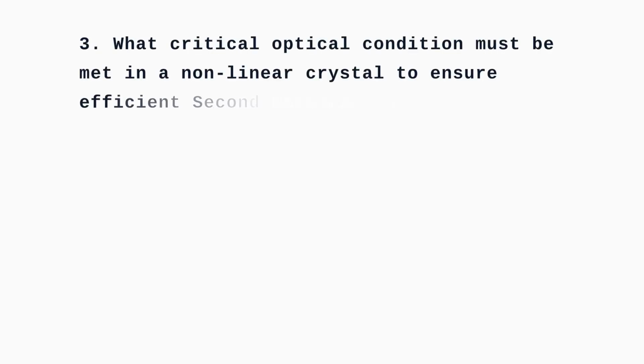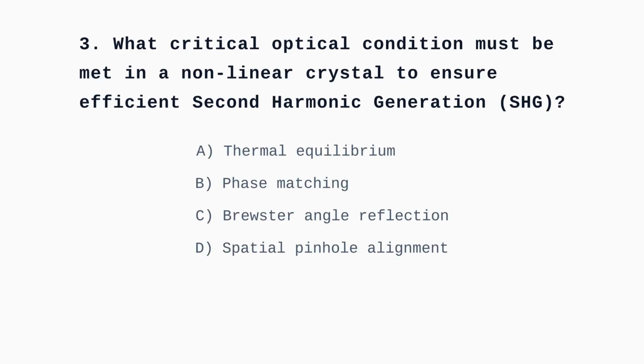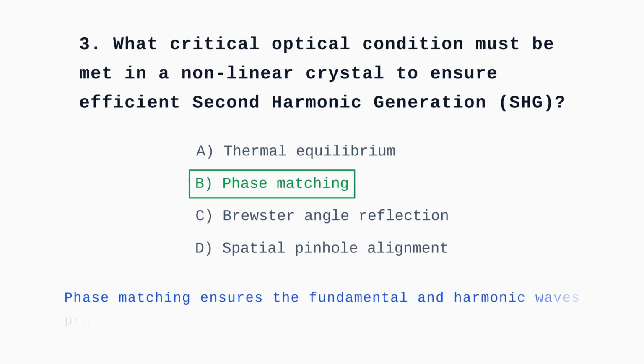Question 3. What critical optical condition must be met in a nonlinear crystal to ensure efficient second harmonic generation? Phase matching ensures that the fundamental light and the generated second harmonic light travel at the same phase velocity, allowing constructive interference to build up output power.